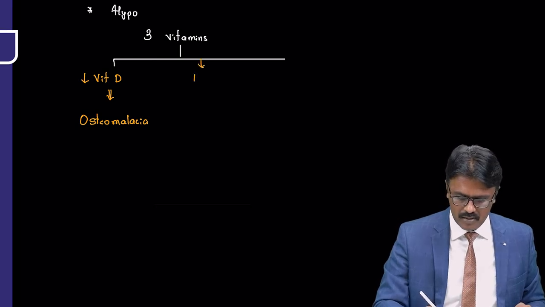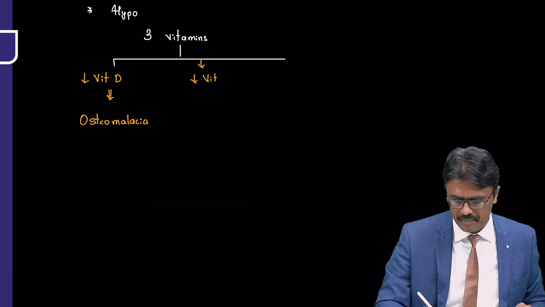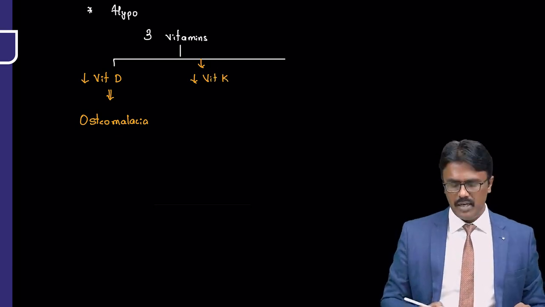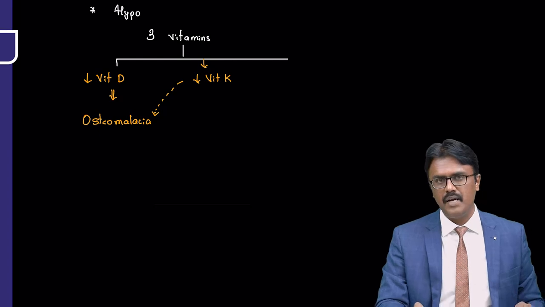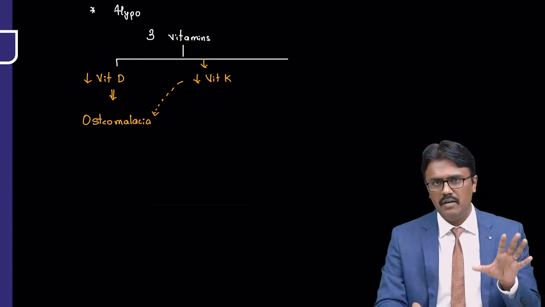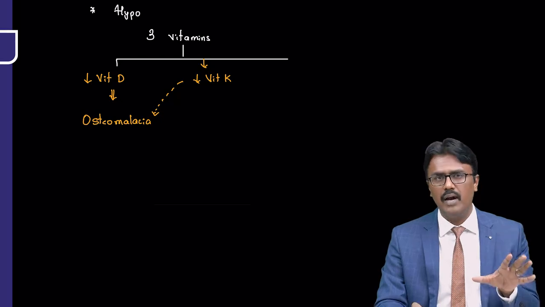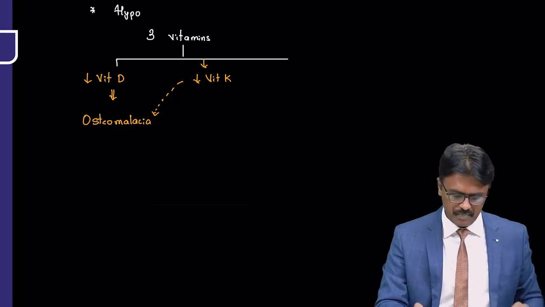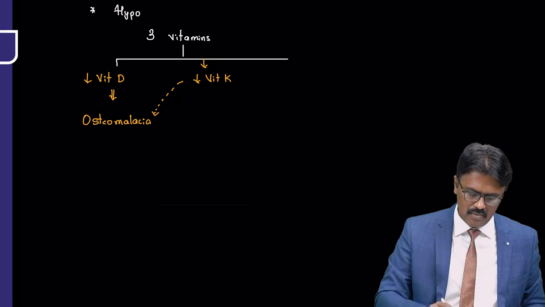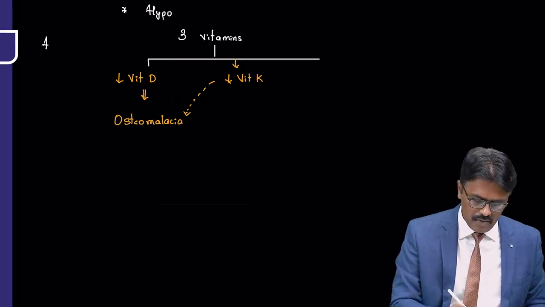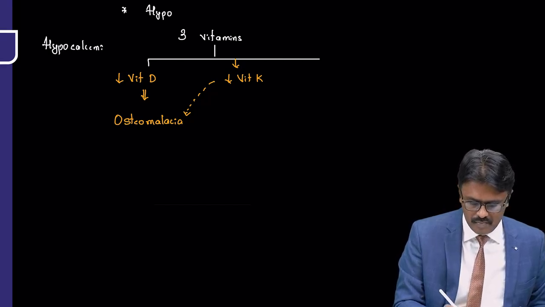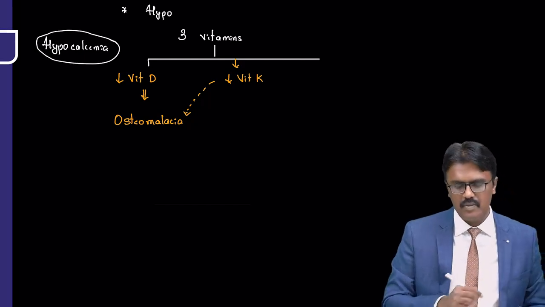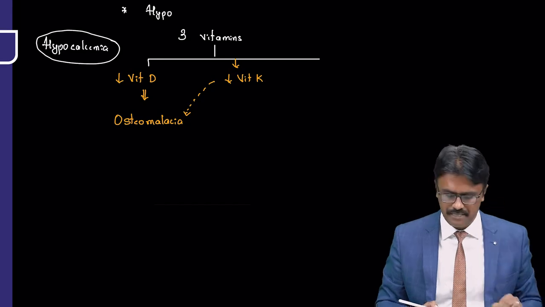One more vitamin it decreases is vitamin K. Now, when the vitamin K decreases, that will also contribute to osteomalacia. So a patient on phenytoin therapy, if he develops osteomalacia, you have to give vitamin D plus vitamin K. One more reason why osteomalacia can develop is that phenytoin also produces hypocalcemia. So one more hypo is hypocalcemia.